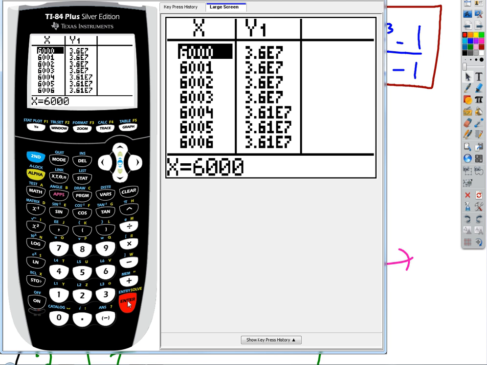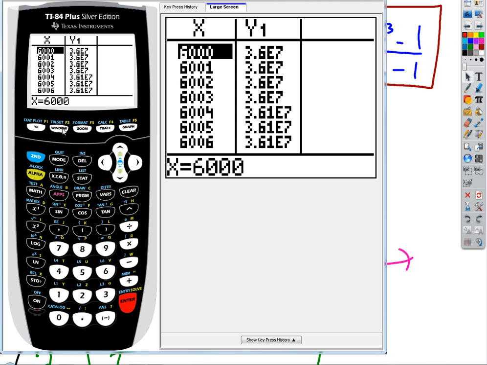Do we know how to do that? Because I'm way up there. I don't want to manually, you know, scroll up that column. We'll be here all period. You probably can't see it up here so well, but if you look at your calculator, do you see a place maybe to reset that table? Where are you seeing that? Table plus? Table set. How about that?